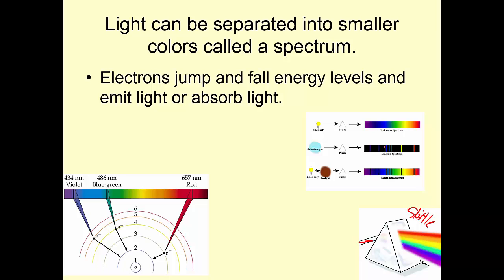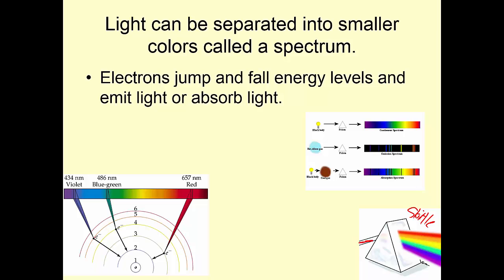So electrons fall and jump. If I have a hot gas and I heat it up and pass it through a prism, I see distinct lines. So we can identify atoms by this jumping of electrons.